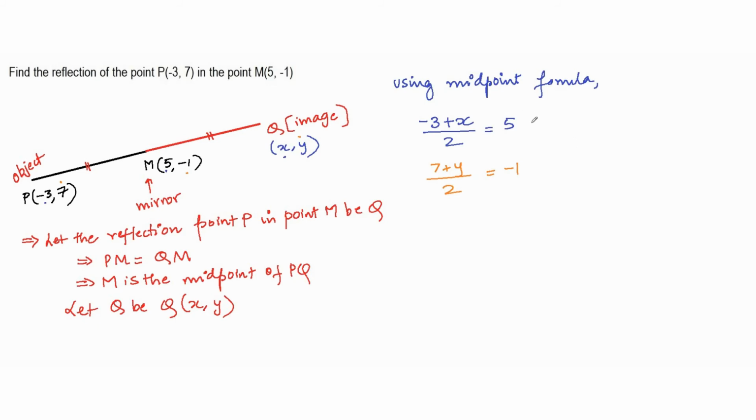So now if you solve this, you get x equals 13. So minus 3 plus 13 is 10, and 10 divided by 2 becomes 5. And similarly over here, if you solve this, you will get y equals negative 9. Therefore, the point Q will have coordinates 13, minus 9. So reflection in the point basically meant that I had to use the midpoint formula to find the coordinates of the image.